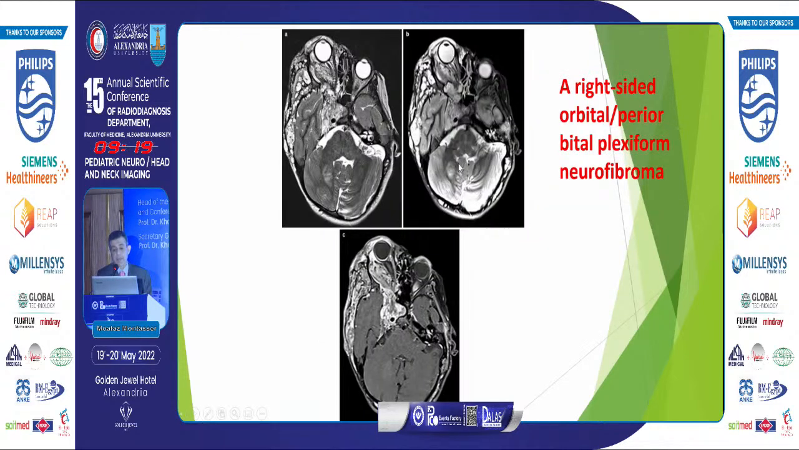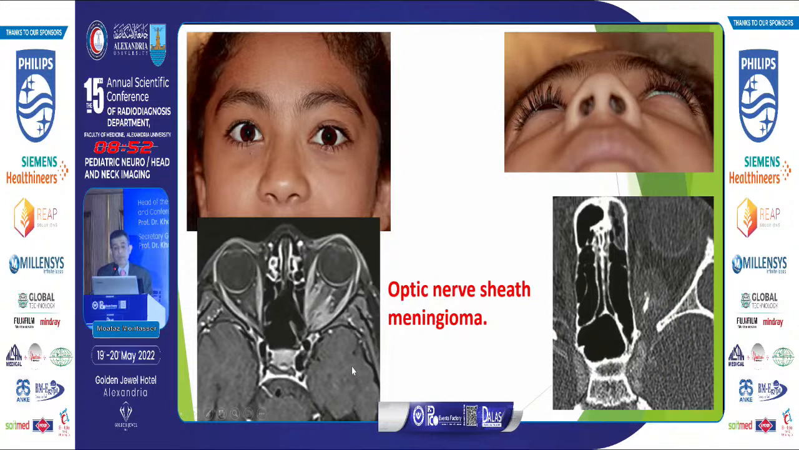Also, characteristic features in the orbit are the plexiform neurofibroma, orbital and periorbital, and extending to the intracranial space with dysplasia of the sphenoid bone and enlargement of the middle cranial fossa. Also, the plexiform neurofibroma can extend to the periorbital soft tissues.